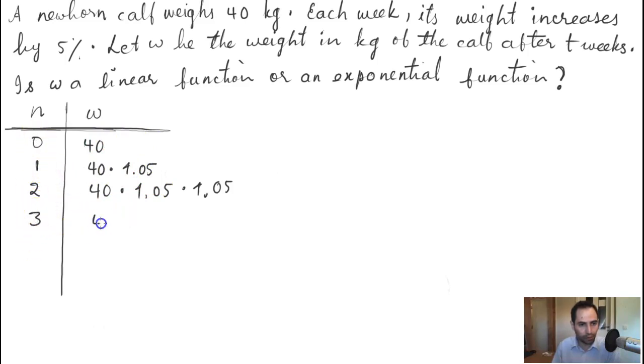After 3 weeks, it will become 40 times, again, this amount times 1.05, because you want to increase it by 5%. So 1.05 times 1.05, and then again times 1.05. So you can see a factor of 1.05 that corresponds to this number here. You have 1 factor here, 2 factors here, and 3 factors here.